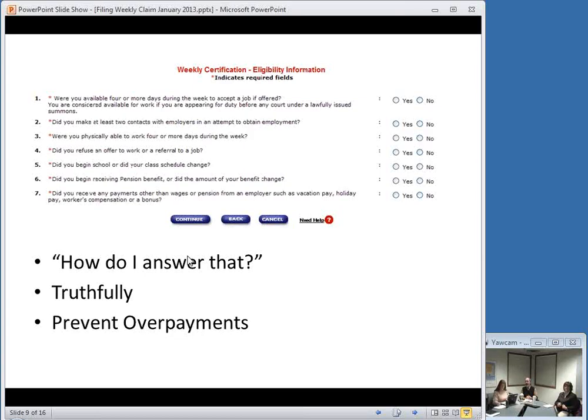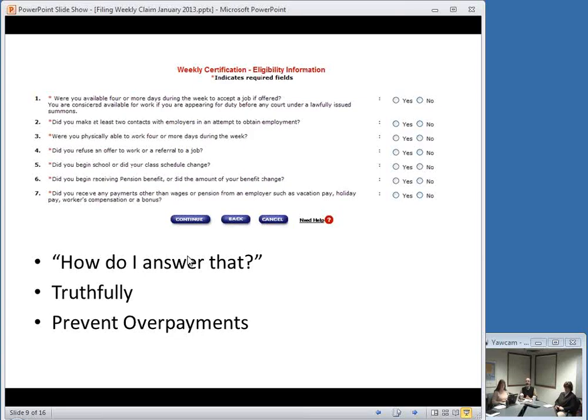The best response is to tell them to answer it truthfully. If they did not make two contacts with employers, they need to let us know. It may affect their benefits, but if they answer other than truthfully, they're legally drawing benefits that they're not entitled to. And there's quite a lot of process that goes through trying to identify when we've paid benefits incorrectly and to recover those payments that were made. So they may think they're doing themselves a favor by answering in a way that they receive their benefit payment.